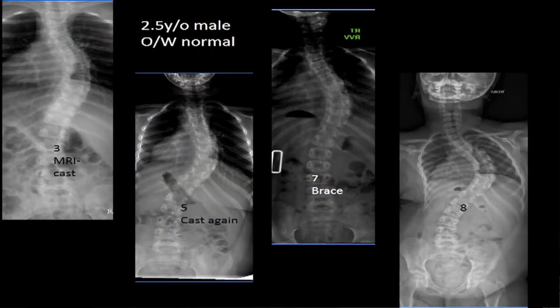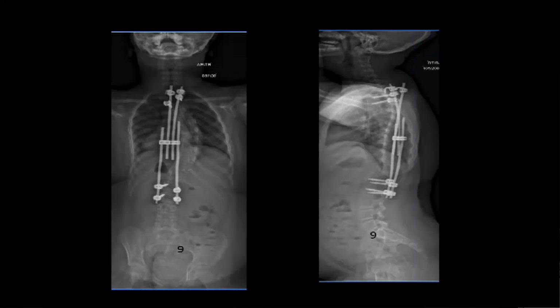Treatment is not my charge, but this is the usual course with the progressive curve, going from early diagnosis, attempting to delay it with casting and bracing, and usually eventually the progressive curve such as seen here.